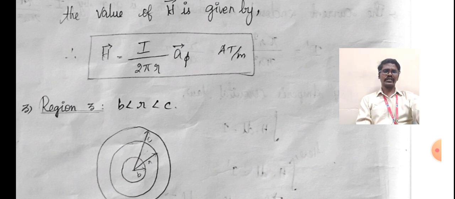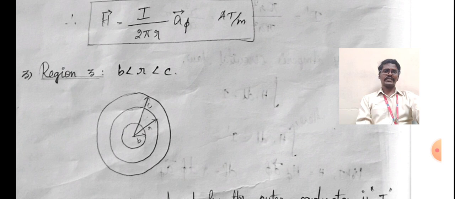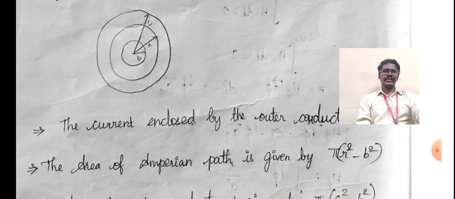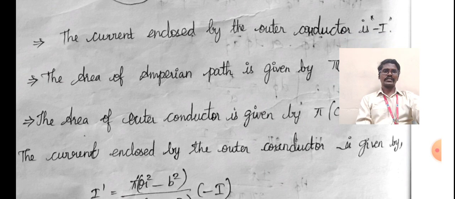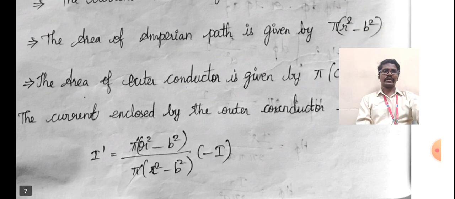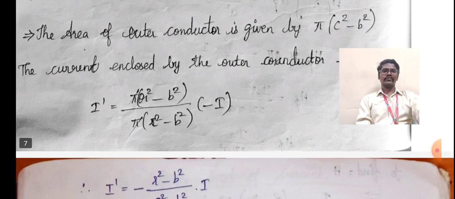For region 3, the condition is b less than r less than c, which means the b conductor is placed inside and c is the outer conductor and r is the Amperian path. Now the current of the outer conductor is minus I. The area of the Amperian path is given by pi of r square minus b square. The area of the outer conductor is given by pi of c square minus b square.